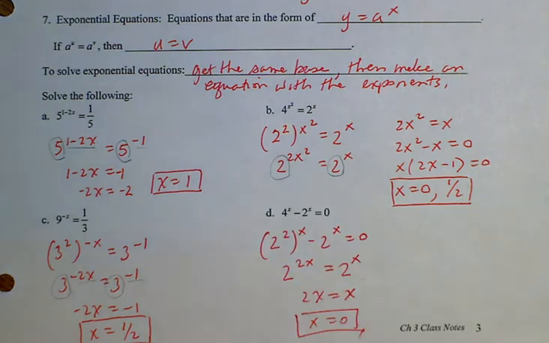Okay, one more. I'm going to change 4 to 2 to the second power, and then raise it to the x, minus 2 to the x is equal to 0. So this becomes 2 to the 2x, and I'm just going to bring the 2 to the x to the other side. And so your bases of 2's are the same, so I'll make an equation with my exponents of 2x is equal to x. So then x is going to equal 0.